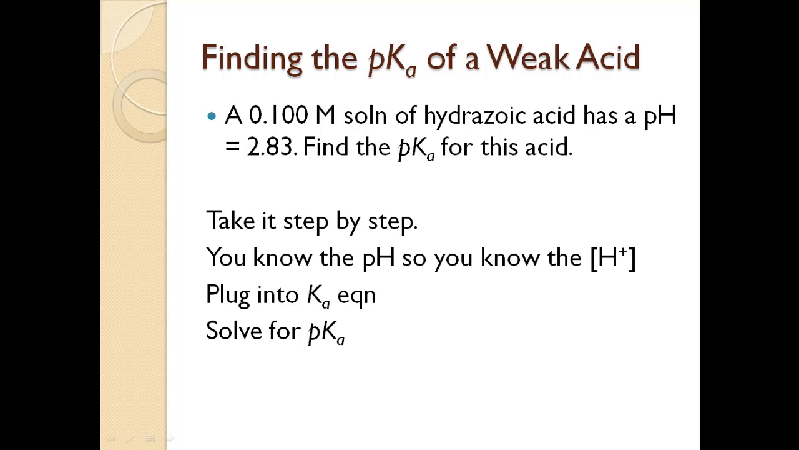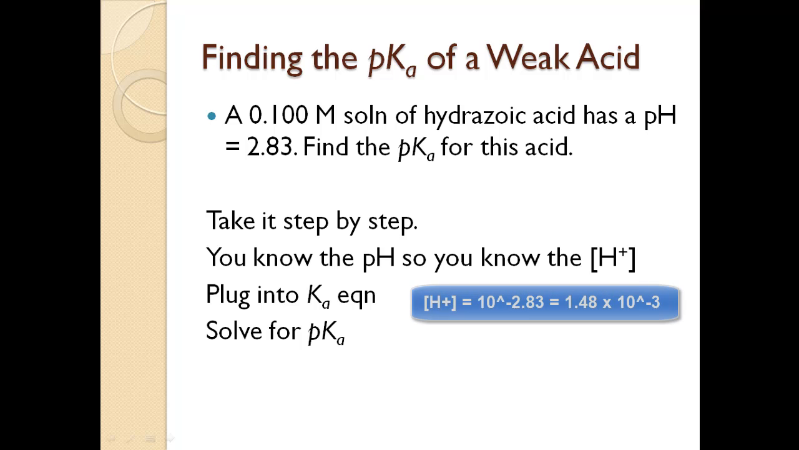So now this is a little bit different because I'm giving you the pH and I want you to find the pKa. This is really simple. All you've got to do is, like I said here, take it step by step. You know the pH, so what does that mean? That means that you know the concentration of the hydronium ions, the H plus ions. So to find the H plus concentration, I'm going to do 10 to the negative 2.83, which gives me 1.48 times 10 to the negative 3 molar.